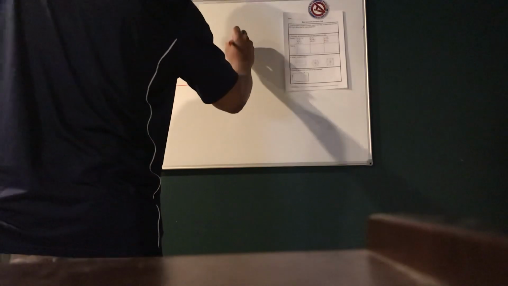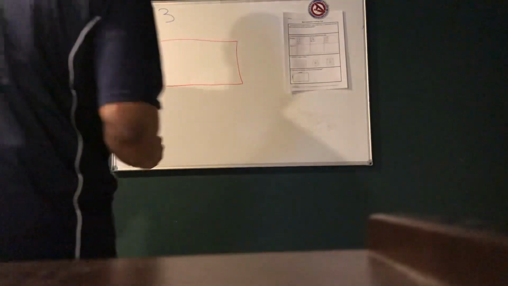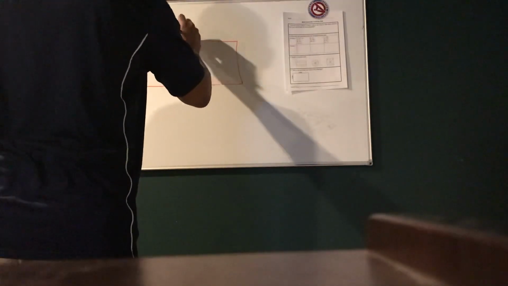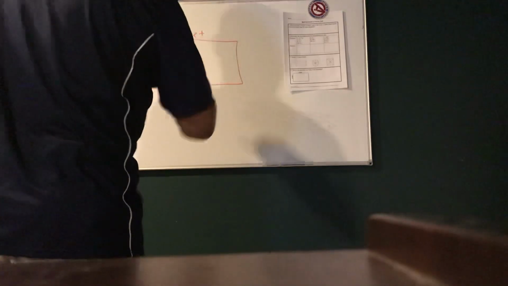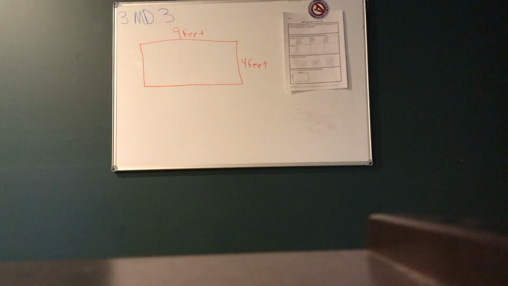Now we have another question that would have been on the homework that I want to go over briefly. It's a perimeter question. In this question, we have 9 feet, and then we have 4 feet. I'm going to give you guys a couple of seconds to see if you can find the perimeter of that rectangle, 9 feet by 4 feet. Let's see who remembers how to find perimeter.